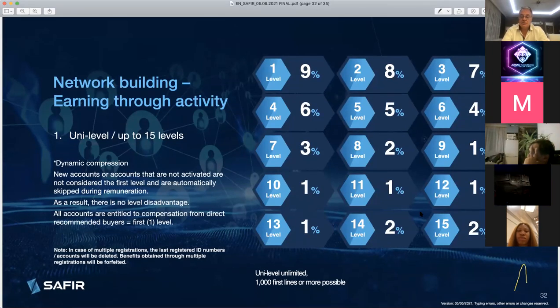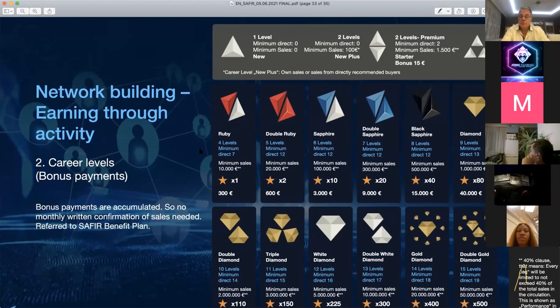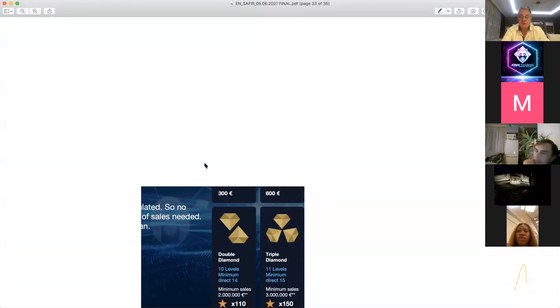So how does that work? It works through the ranking system. Now I don't know what happened.